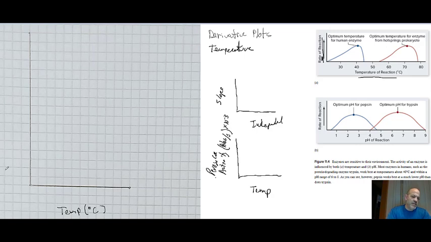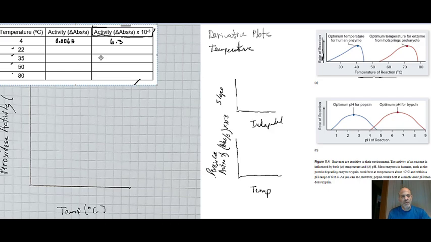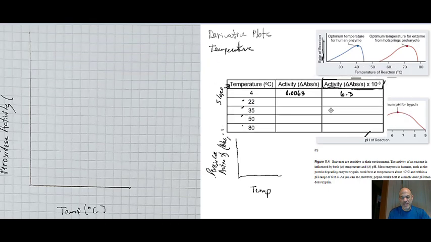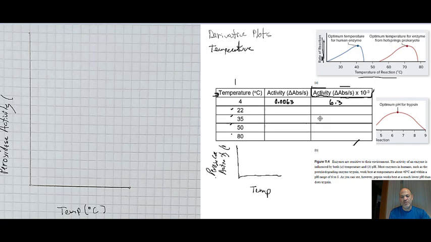And then here you're going to have the peroxidase activity and the units, because when we calculated the slopes, the units were absorbance per second. The units are going to be absorbance per second, but we're going to graph on a smaller scale. So remember, we're going to convert it to times 10 to the negative 3, right?